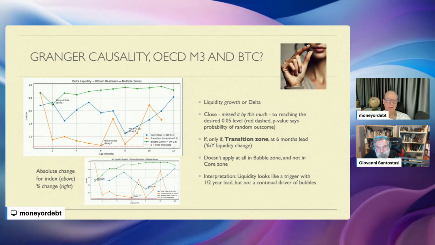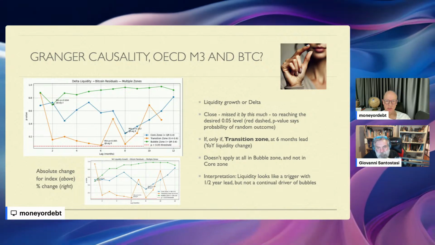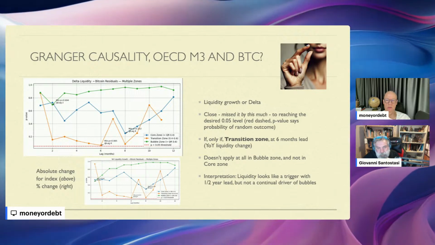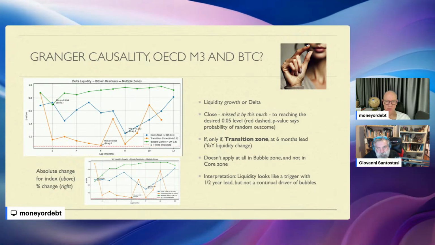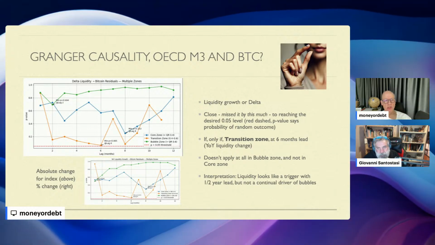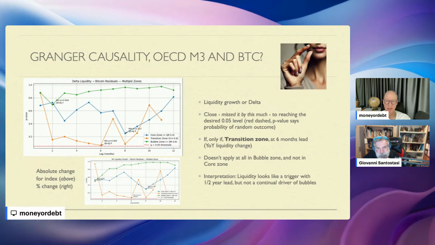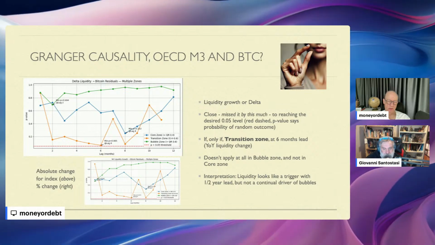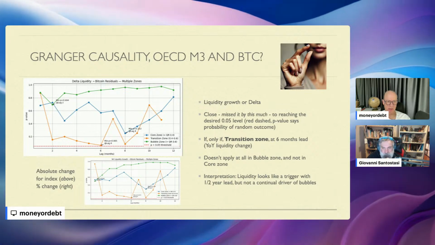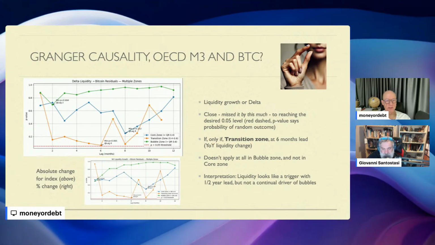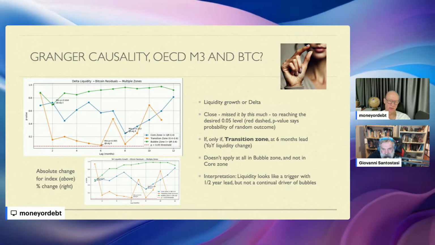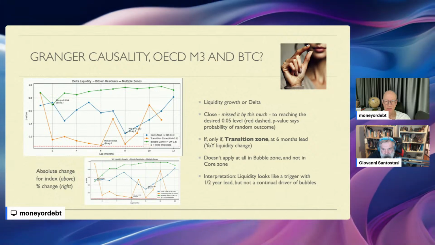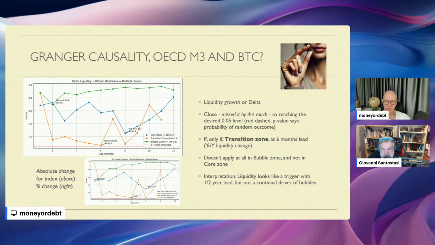We only see nearly Granger causality for the transition zone, and it occurs at 6 months. So I'm saying we missed it by that much, because the desired level is 0.05 and what we got was 0.065. And the lag is 5 or 6 months. The 8-month comes down low as well. So for the sake of argument, we'll say it's a 6-month lag, but it only applies to the transition zone. It does not apply at all in the bubble zone and is not there in the core zone. There's a little hint that it's dropping down around 8 months, but it just doesn't get close.